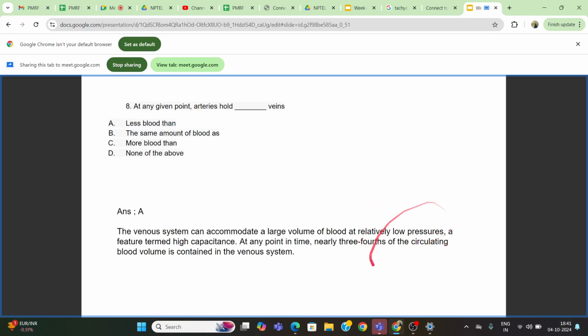So there is a term for this. Veins can accommodate a larger volume of blood at relatively low pressure. That is termed high capacitance. At any point in time, nearly three-fourths of the circulating blood volume is contained in the venous system.